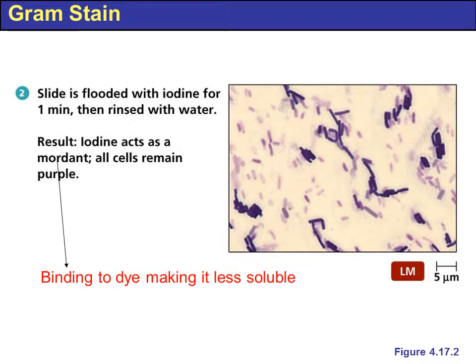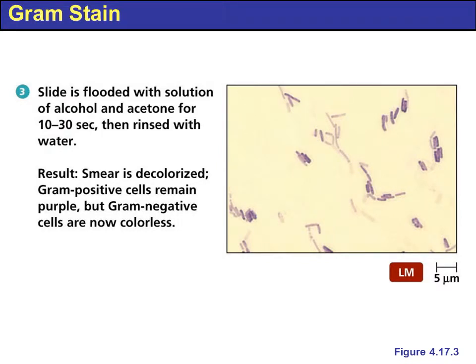Step 2. The slide is flooded with iodine for 1 minute. This mordant is going to help the stain stick. Step 3. Slide is flooded with a solution of alcohol mixed with acetone for about 10 to 30 seconds. Then you're going to rinse it with water. The resulting smear is decolorized. The gram positive is going to remain purple and the negative is going to be colorless.